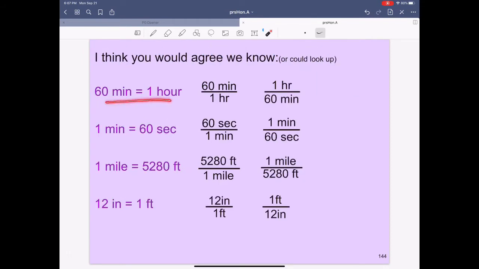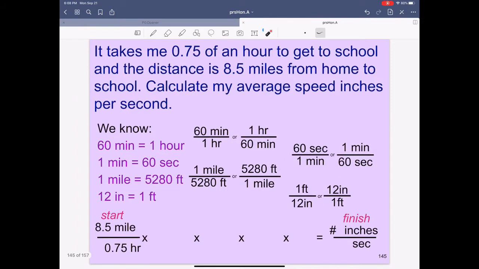You know that there's 60 minutes in 1 hour. And since 60 minutes equals 1 hour, that allows you to write it as 60 minutes per 1 hour or 1 hour per 60 minutes. Anytime you have an equality, you can write that equality right side up or upside down to use it as a conversion factor. Let's go back to the problem.